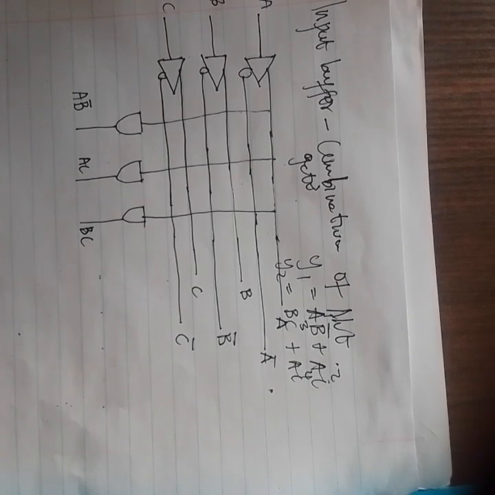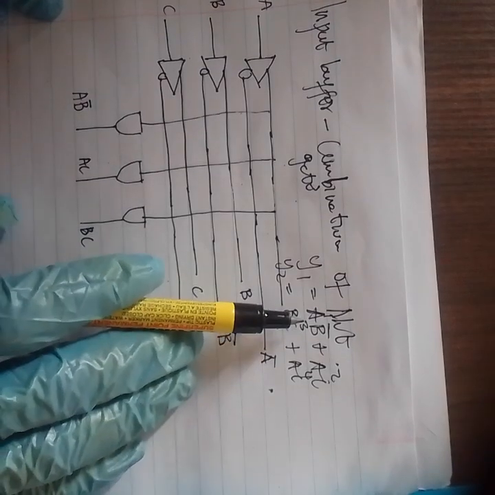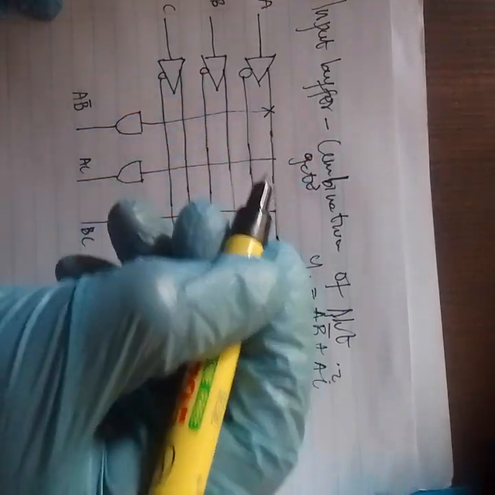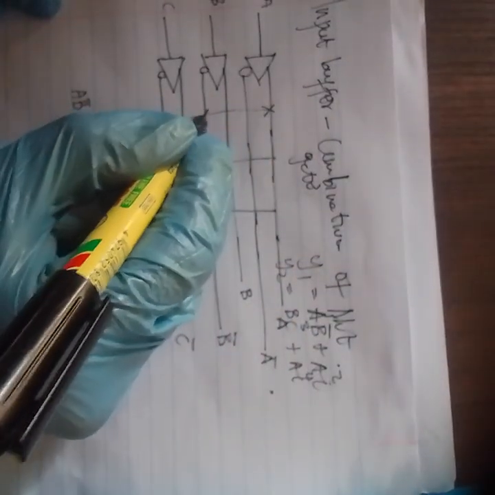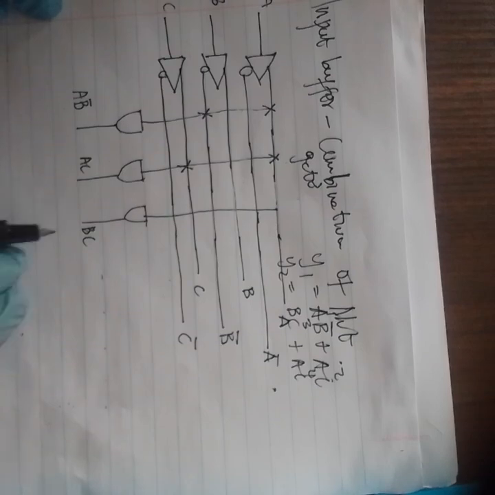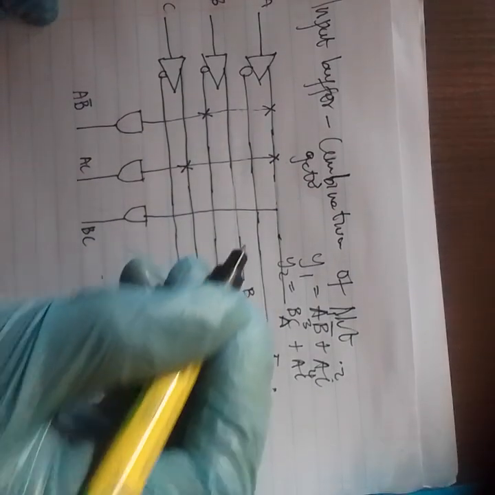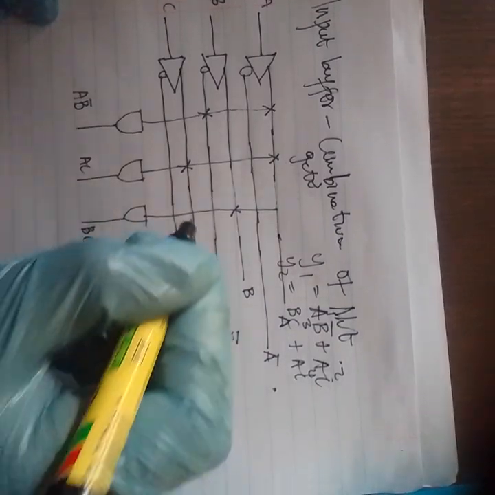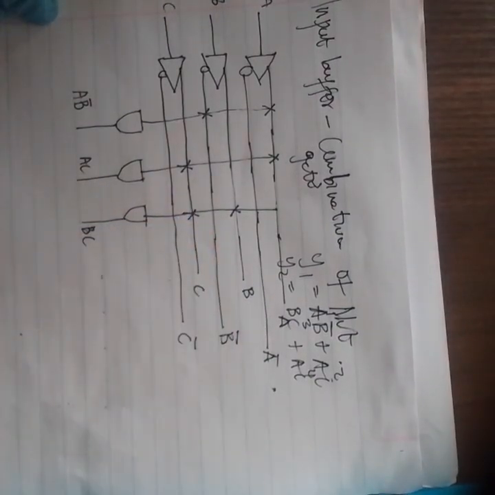Now we have to connect these minterms. We connect them with the X symbol. For AB, A is connected to B bar. It's A, here it's A, connected to B bar. This is the B bar. And we go to AC. Here it's A. This A is connected to C. Here it's C. And for BC, here it's B. Here it's C. It is now connected.